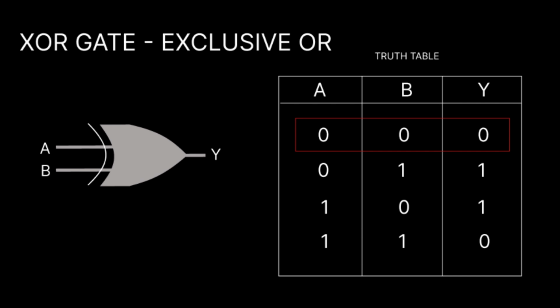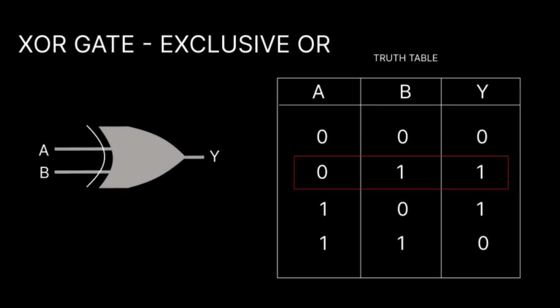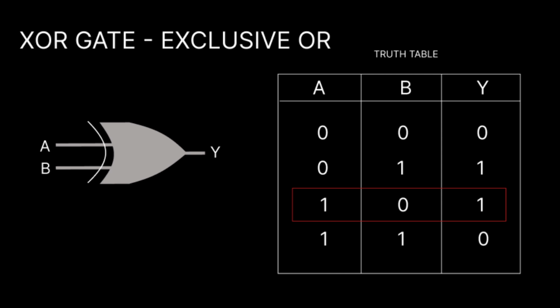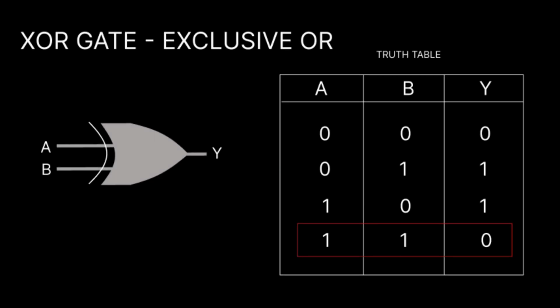When both A and B are 0, then the output is 0 because none of them are 1. When A is 0 and B is 1, then the output is 1 because only one of the inputs is 1. When A is 1 and B is 0, the output is 1. However, when both A and B are 1, then the output is 0 because more than one of the inputs is 1. This gate is very useful in some circuits that we'll see in the future.